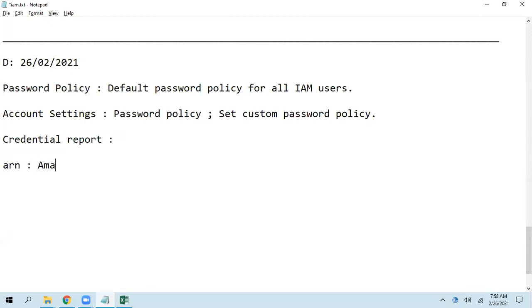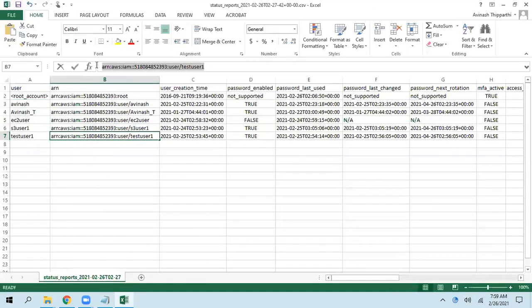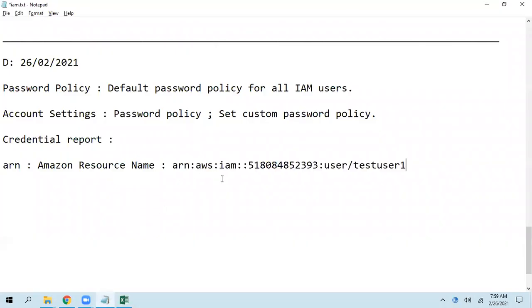ARN stands for Amazon Resource Name. For an IAM user, this gives the uniqueness. So this is an ARN name of an IAM user, and this is the syntax. Here we are going to get an account ID, then if it is a user, you get user; if it is a group, you get group; if it is a role, you get role. And here we are going to get a username.